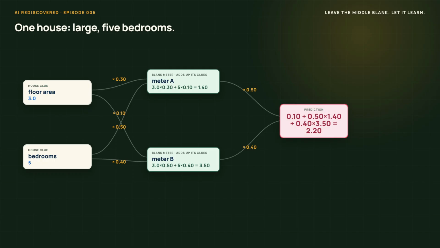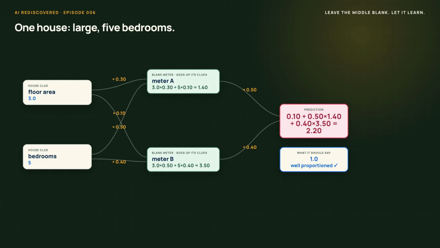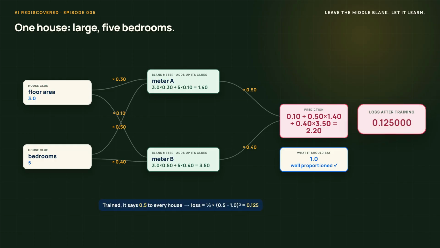Now, before I run this, I want you to predict. We now have far more adjustable numbers than before. Do you think that is enough to solve it? Take a guess and hold it. Here is the result. Loss, 0.125. Look familiar? That is exactly the wall we hit before. Identical. And here is why, and it is worth sitting with for a second.